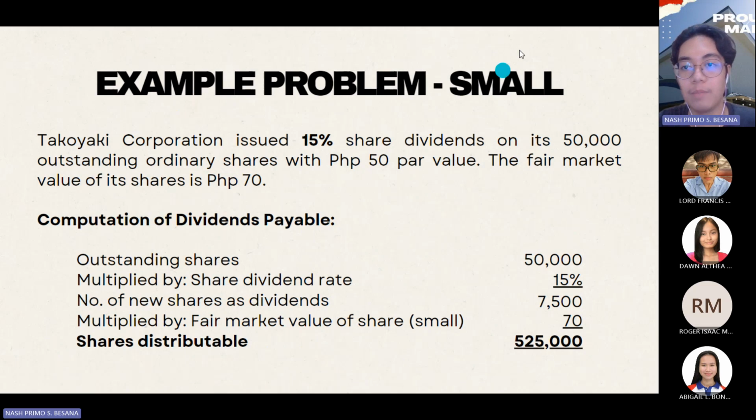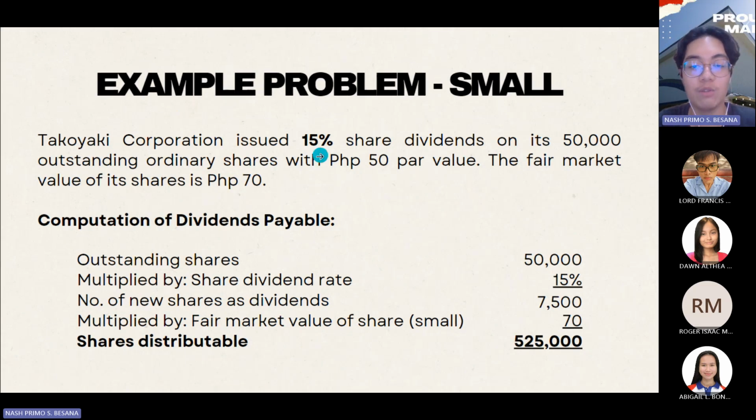So example problem. Takoyaki Corporation issued 15% share dividends on its 50,000 outstanding ordinary shares with 50 pesos par value. The fair market value of its shares is 70 pesos. So how do we compute? Mali yan. Dapat computation of shares distributable.